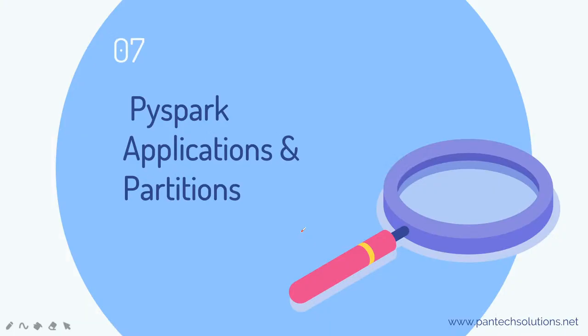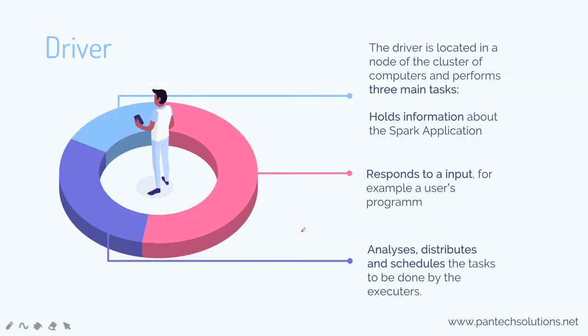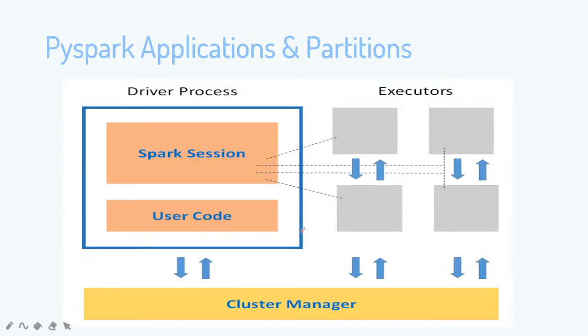So here we have PySpark application and partition. We already discussed the partition of PySpark: we have the driver process, executors, and clusters. The driver process is nothing but, when you give any task, it will be managed and given to the executor on whichever node you want to send the data. That is one of the important roles of the driver process. Here you can see the driver is located on a node of the cluster computer and performs three main tasks: holding the information, responding to the input, and analyzing, distributing and scheduling how the task is performed. That is the driver process.